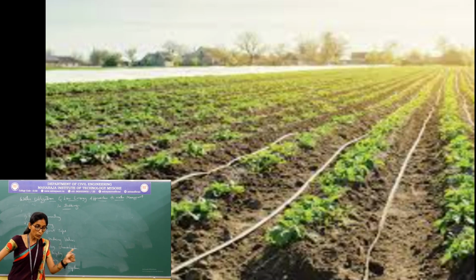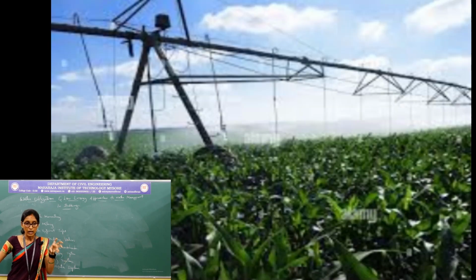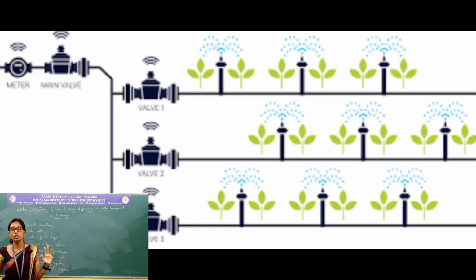Why? Because when you let the water flow just like that for floods, we all know that the amount of water required by the plants will be minimal, but a lot of water is lost to the environment through evaporation or transpiration, or it just moves down into the ground and is not used by the plants for irrigation. All these losses can be reduced if I provide water directly to the roots of the plants, okay.